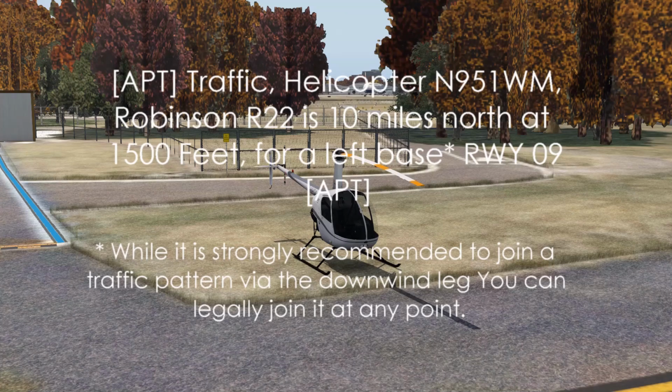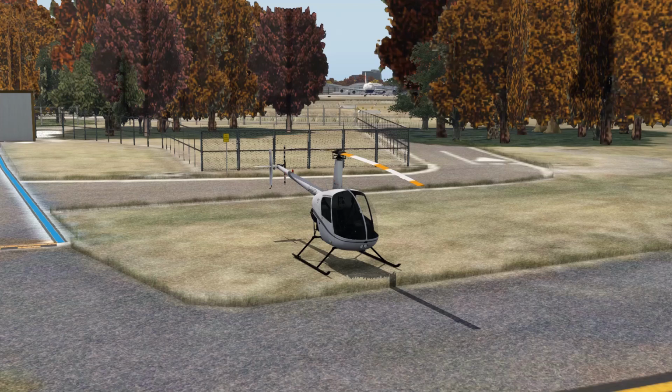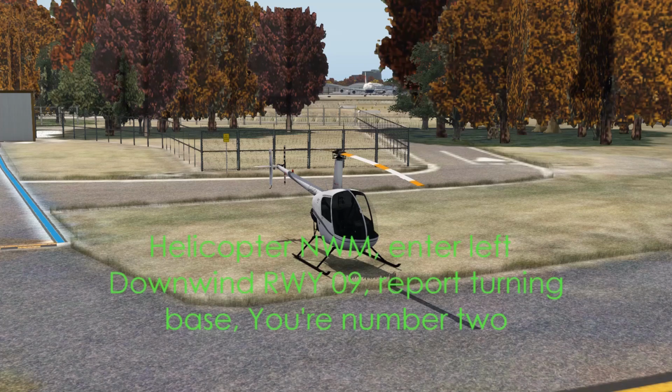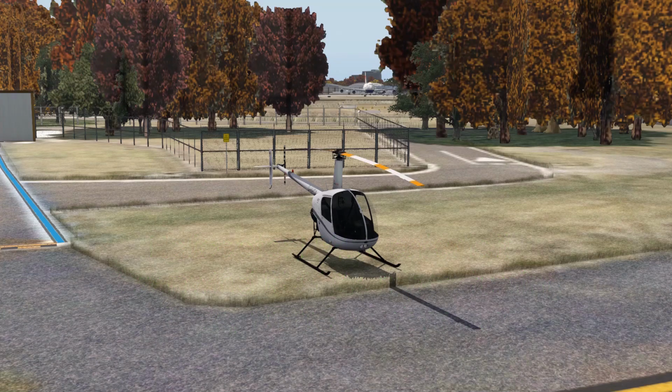Random airport traffic, helicopter November 9051 Whiskey Mike, Robinson R22 is 10 miles north at 1,500 feet for a left base runway 09, random airport. At a controlled airport, tower might give you instructions like this: Helicopter November Whiskey Mike, enter left downwind runway 09, report turning base, you're number 2. Apparently there is another aircraft in the traffic pattern that is landing right before us.